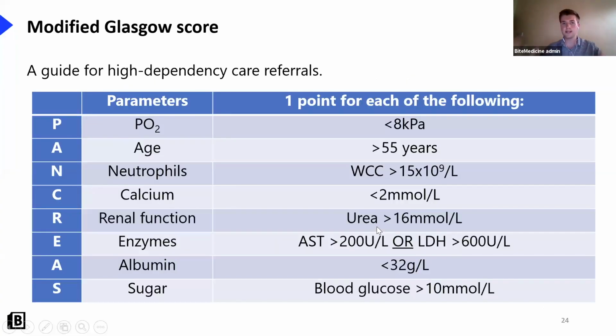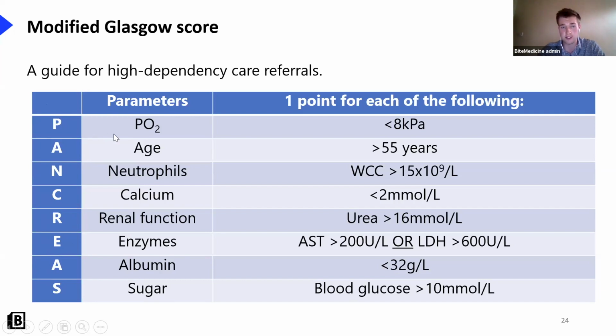So it is a guide for high dependency care referrals. If a patient has a score of 3 or more in the first 48 hours of their admission, they would warrant a consideration for stepping up their care to high dependency or ITU. Now, I really like the modified Glasgow score because once again, it comes with a very helpful mnemonic. This time the mnemonic is PANCREAS, okay? And each letter stands for one of the 8 parameters that is used to score the modified Glasgow.